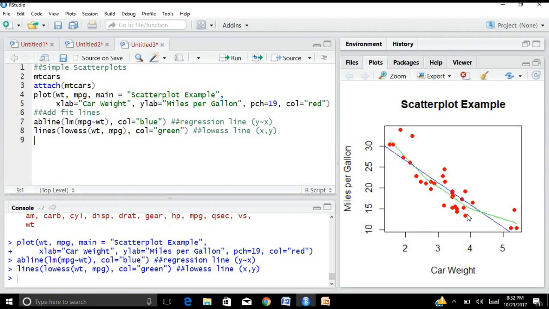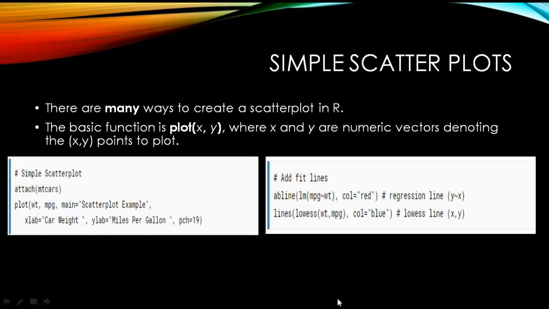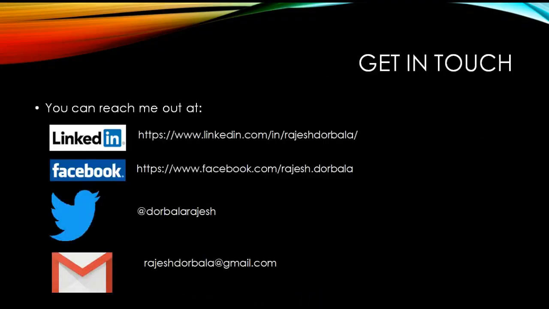So when I run this, I get the basic scatterplot. You can see this is the x axis, that's car weight, and this is the y axis, that's miles per gallon.